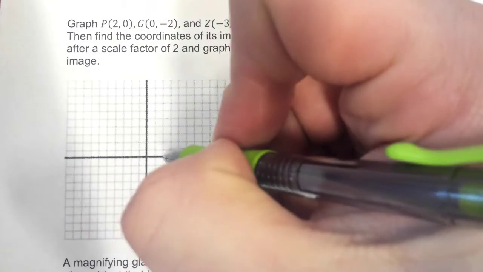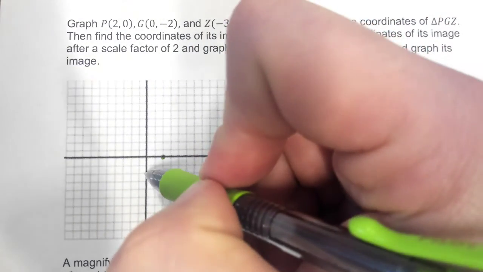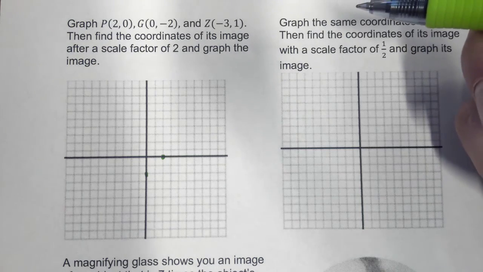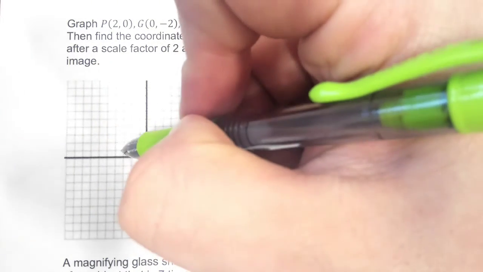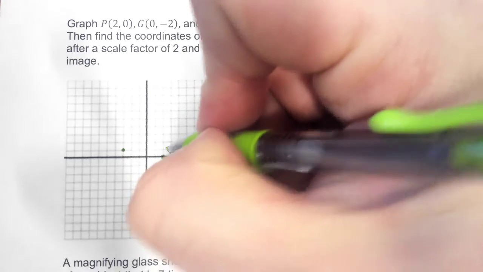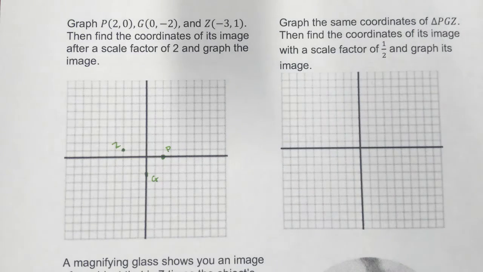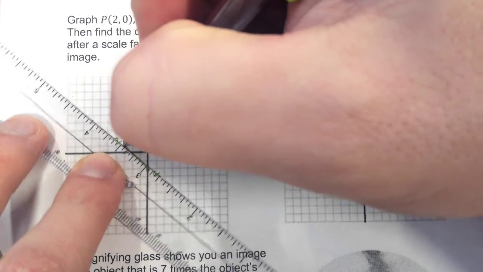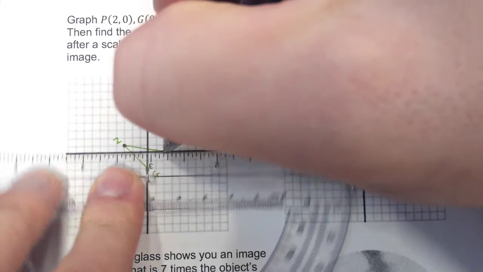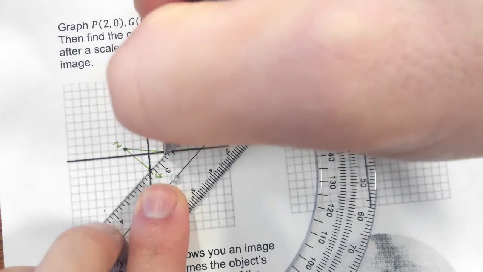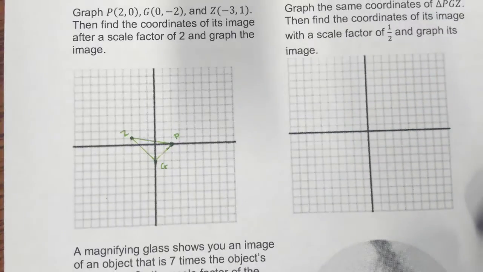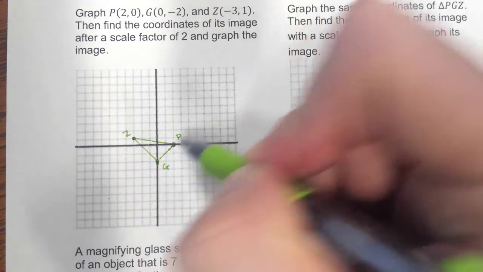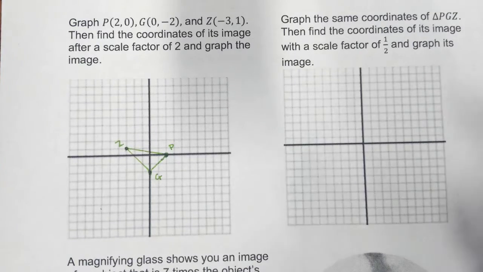All right, so P is at 2, 0. G is at 0, -2. And Z is at -3, 1. So P, G, Z. And then again, I like to use that straight edge because I like my picture to look good. So let me just draw those lines real quick. Okay, so those are the originals.